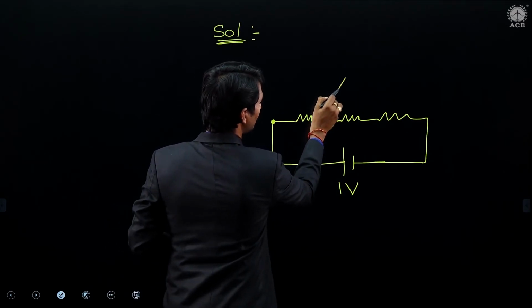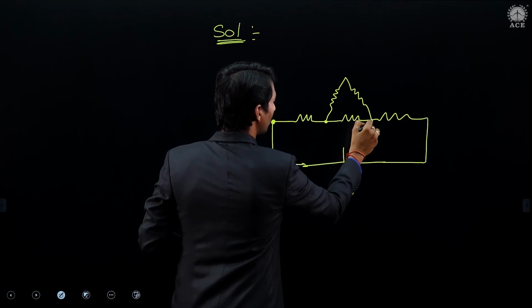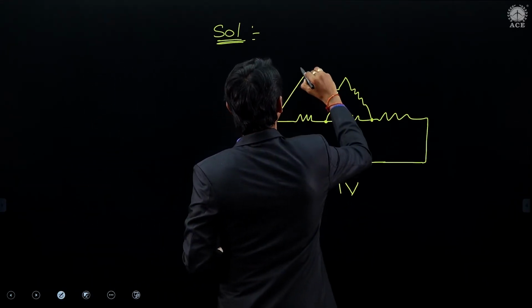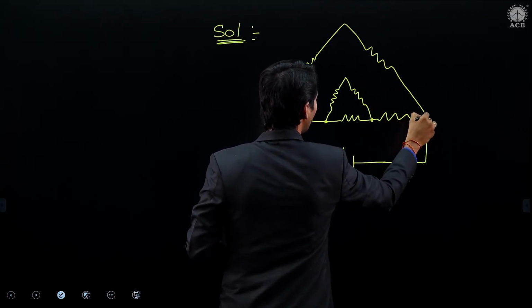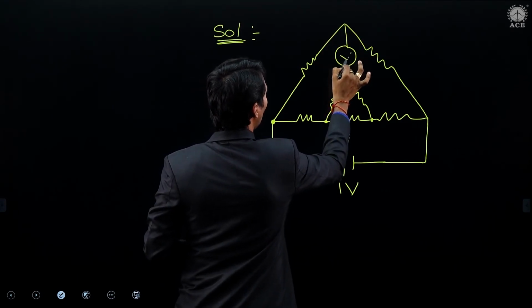And here, internally, one more circuit like this. After that, here one branch, here one more. Galvanometer or voltmeter is given.